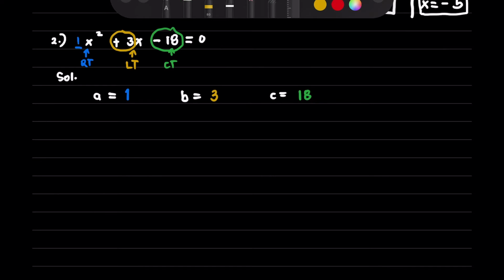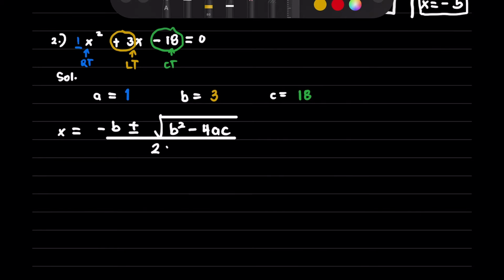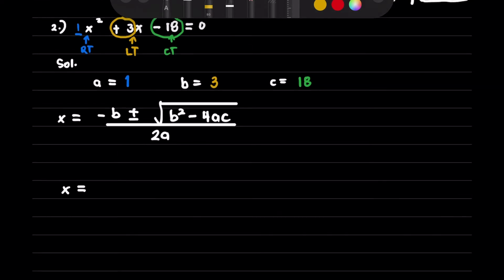Okay? So, once na nakuha na natin yung values ng A, B, and C, we're going to use the formula. So, yung formula natin is negative B plus minus the square root of B squared minus 4AC, divide by 2A. Do not forget yung denominator. Okay, solve natin. Substitute the values of A, B, and C. So, copy lang natin yung negative. Palitan natin si B ng 3.